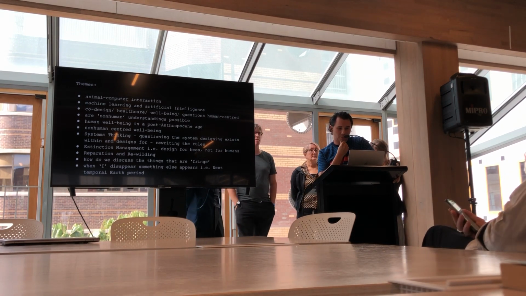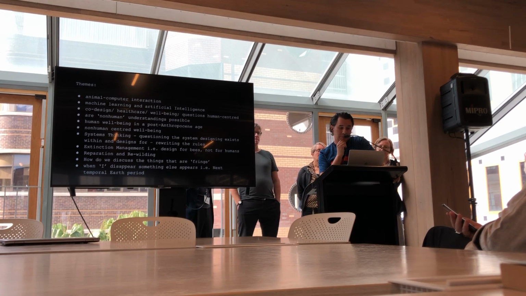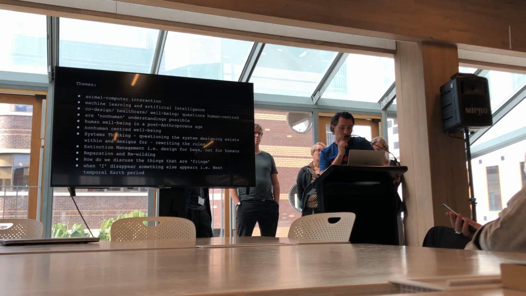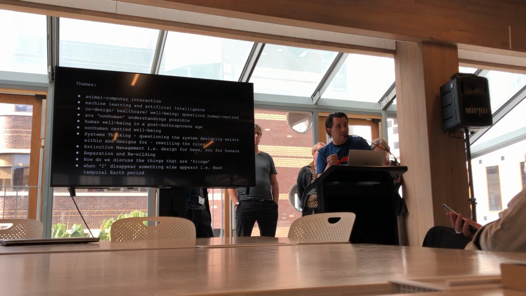Yeah, we're almost there. So questioning the systems designing and existing designs and rewriting those rules of design. Extinction management. Again, you know, that idea like Lachlan's project, design for bees rather than not designing for humans, for bees as a point of difference. And extending that into other biospherical elements like repatriation and rewilding as well.